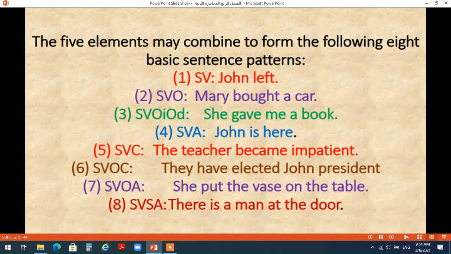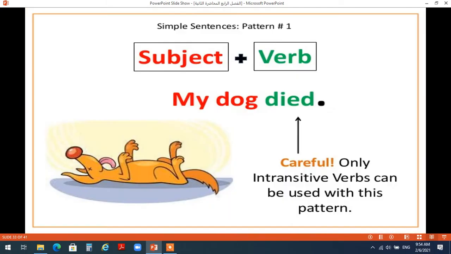إذن هذه هي the basic sentence elements or sentence patterns in English. As you see here, I tried to make them more illuminating to you by giving you more examples of these patterns. So the first pattern is made up only of a subject and a verb. For example, my dog died.